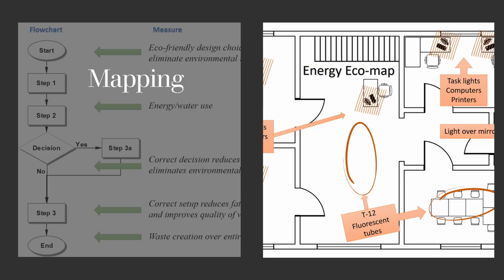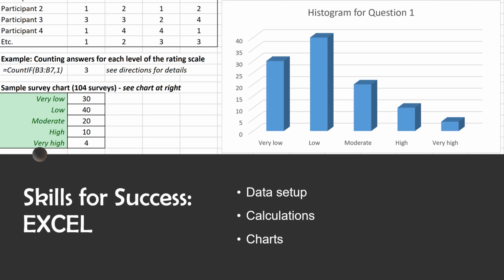You will likely want to include some kind of map for some portion of your audit, whether you're mapping out a process with a flowchart or mapping out a facility walkthrough with an eco-map. And you'll find that it's important to hone your skills in Excel. Sustainability professionals have to transform data they've collected into information that makes sense to decision makers. To do that, you need to take a step-by-step approach to setting up your data, using formulas for calculations, and creating professional charts.